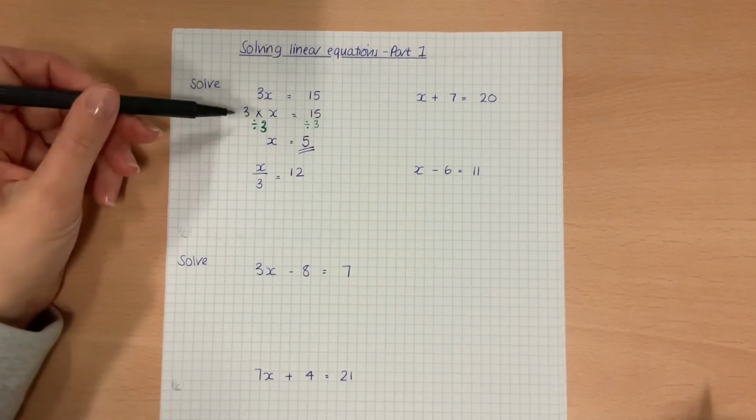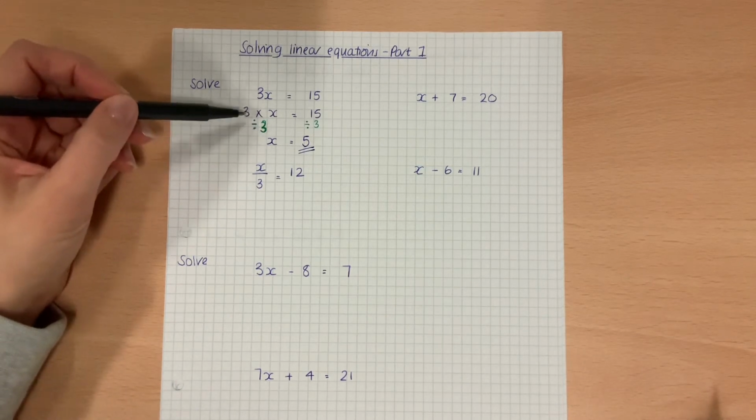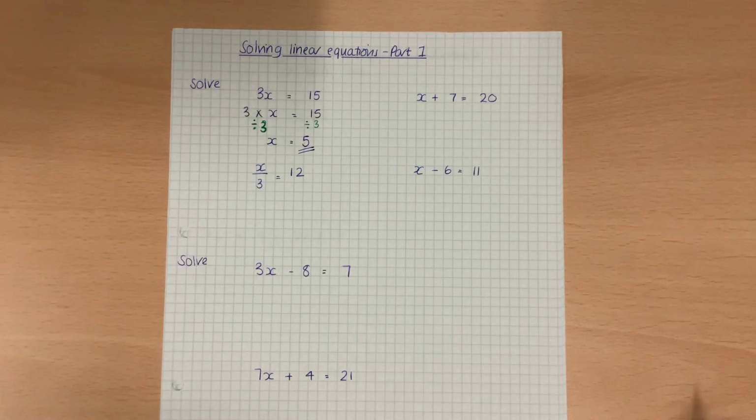So when you've got a number and a letter together, it means they're multiplied. So to find out one of them, you divide by the number that's in front of the x.